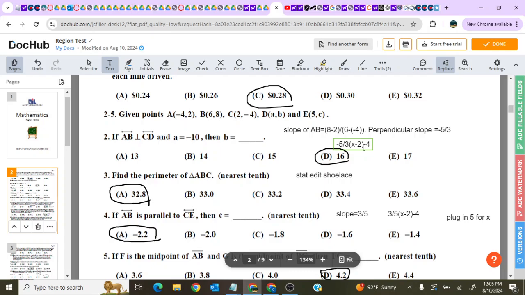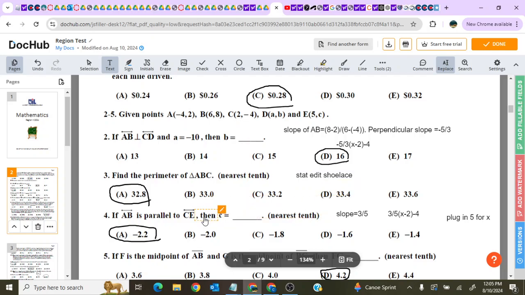Find the perimeter of triangle ABC. We can use our shoelace program for this. Put all the x values of ABC in L1 and y values in L2. So -4, 6, and 2, 2, 8, and -4. And if you use our shoelace program, you'll get a perimeter of 32.8.